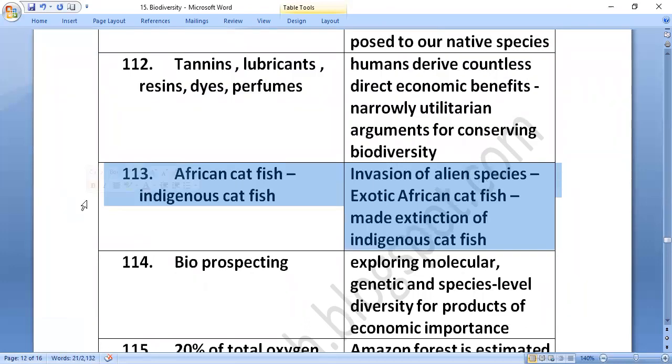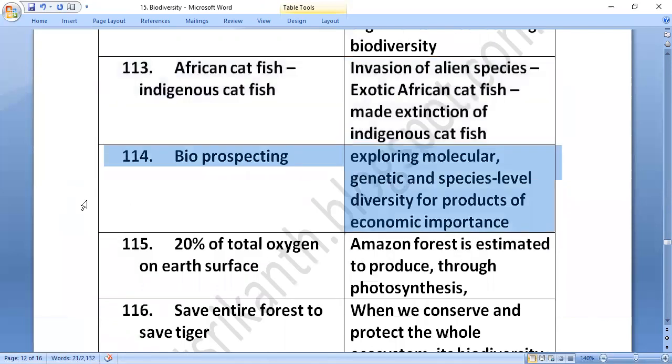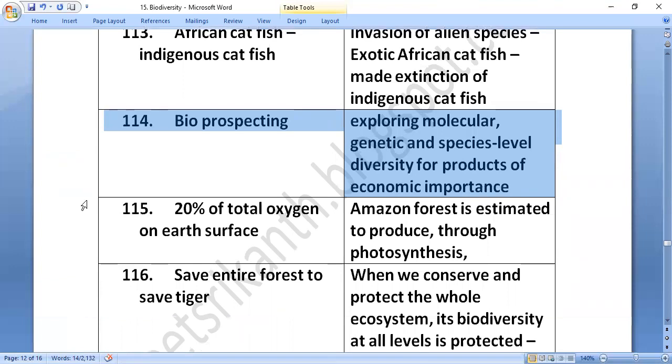Invasion of alien species: the African catfish is an alien species that caused the extinction of indigenous catfish. Bioprospecting is exploring molecular, genetic and species level diversity for products of economic importance.